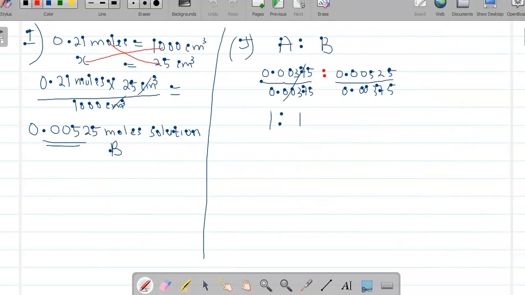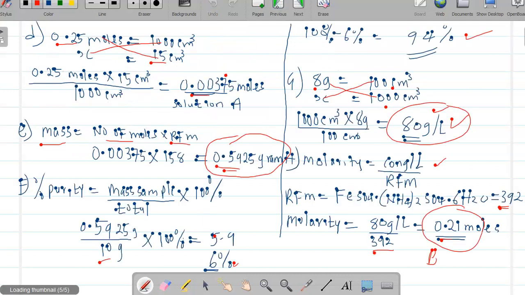Then this is what you will do. 0.21 is equal to 1000. What about 25, the volume used? You do cross multiplication. 25 times 0.21 divided by 1000. Then when you multiply this one and this one, you divide by 1000 and you use the calculator. This is what you will get. So this is the moles of solution B used. So part J is very simple.